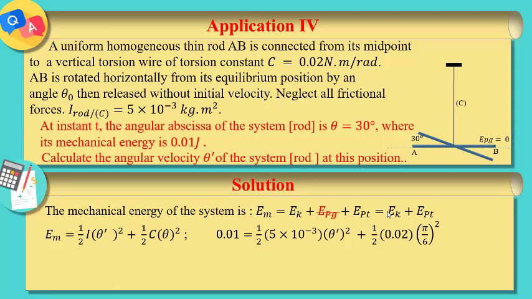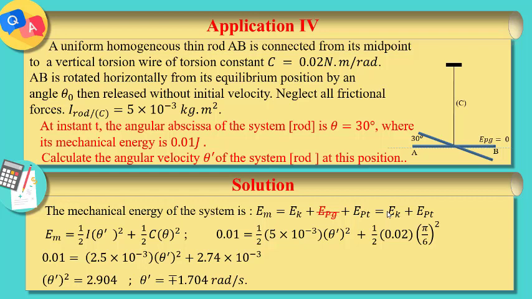The mechanical energy of the system is kinetic plus gravitational potential energy, which is 0 because it is passing through the gravitational potential energy reference, plus the torsion potential energy. Then the mechanical energy is half I theta prime squared, because the system is in rotation, plus half C theta squared, because we have a torsion wire. By calculation, the mechanical energy, given as 0.01, equals half I, which is 2.5 times 10 exponent minus 3, theta prime squared, plus 2.74 times 10 exponent minus 3, because pi over 6 is taken in radians, where you should use pi as 3.14. After calculation, theta prime is plus or minus 1.704 radians per second, the angle being on the two sides.